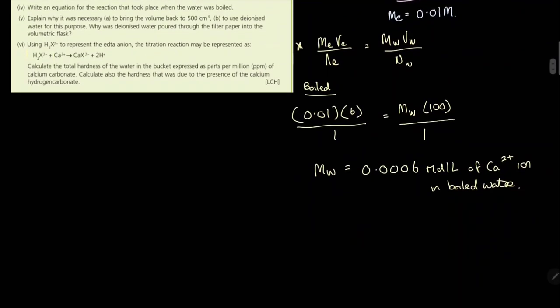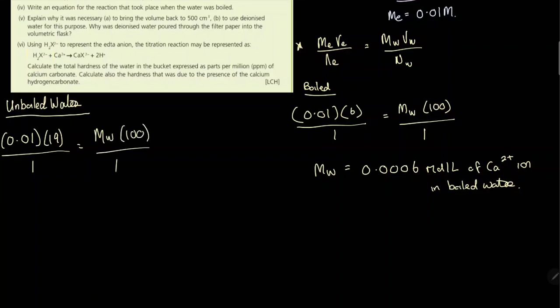Okay, I'm going to come over here and just do the exact same thing for the unboiled water. This is our starting point. So now we've got the same EDTA used, and we used 19 centimeters cubed this time. Still used 100 centimeters cubed. So now the concentration of the calcium ion in the unboiled water is 0.0019 moles per litre of the calcium in unboiled water.